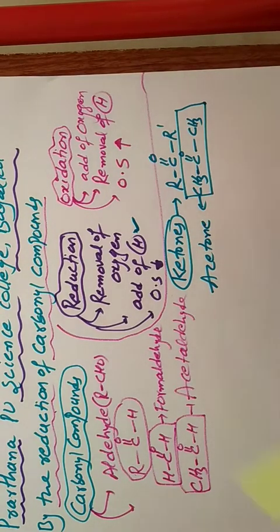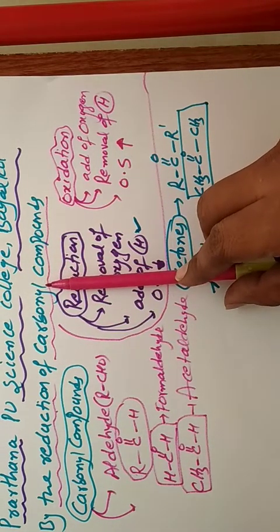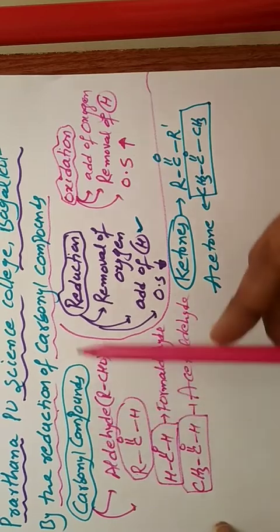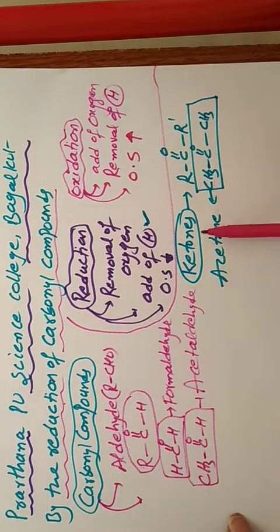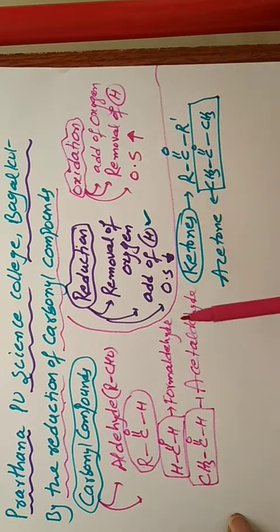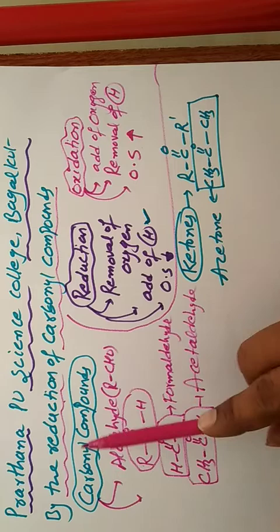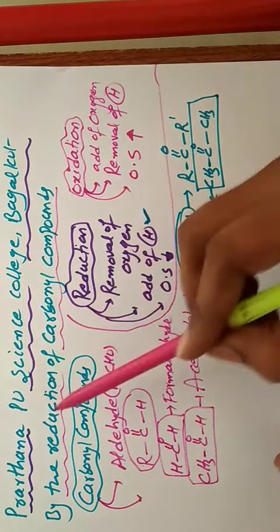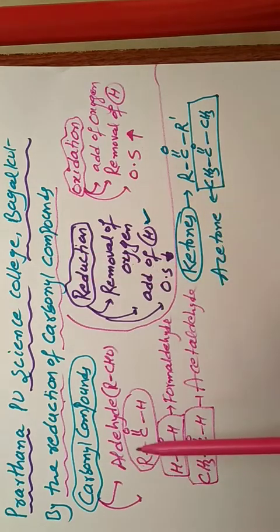According to the heading, by the reduction of carbonyl compounds, what are the carbonyl compounds? If you reduce aldehydes, you get alcohol. Otherwise, if you reduce ketones, you also get alcohol. That is the meaning of reduction of carbonyl compounds. Now we know reduction means addition of hydrogen, and carbonyl compounds means aldehydes or ketones.